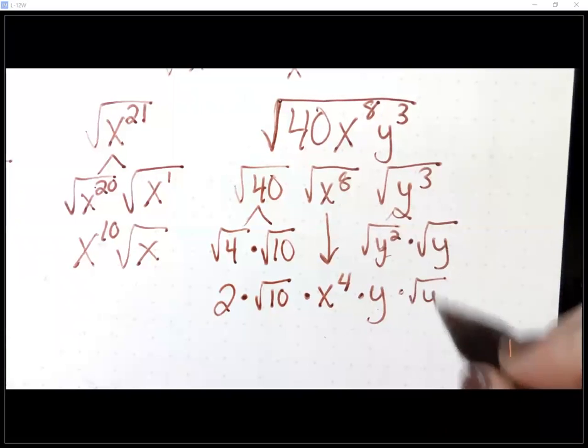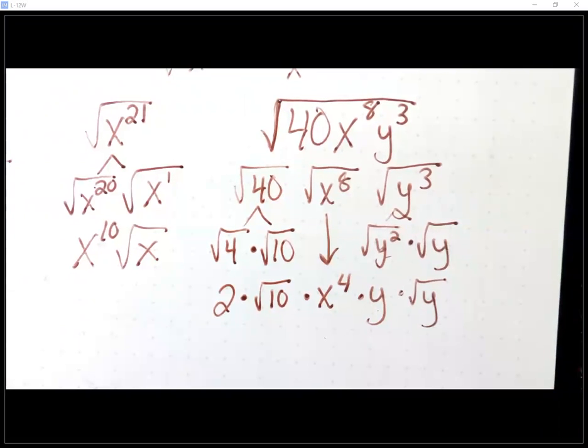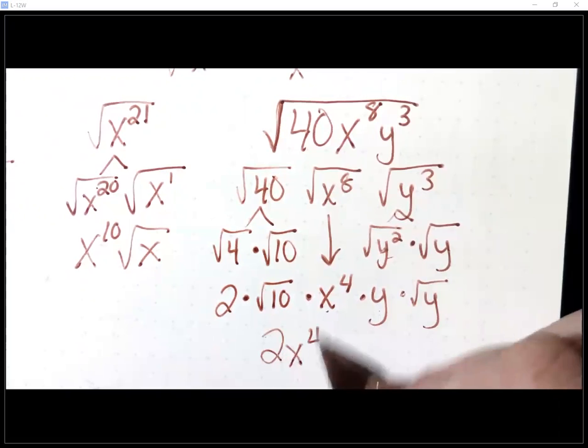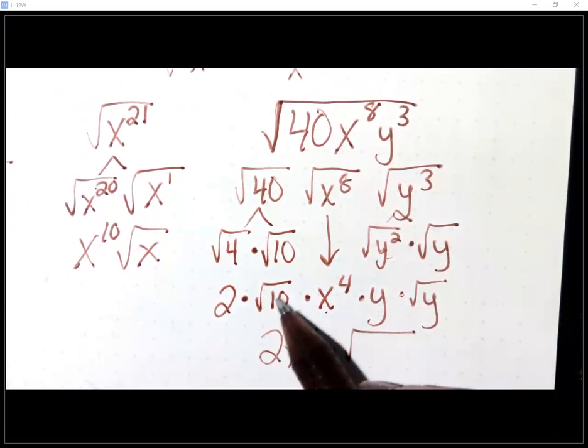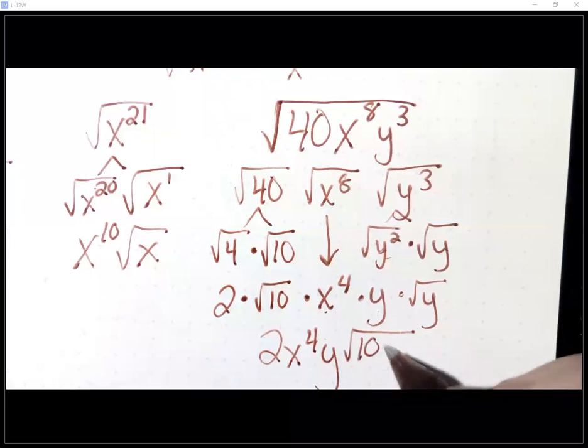Now that I'm here, I want to multiply everything that's not in a root together. Everything that's not in a root gets multiplied together and goes in front. Everything that is in a root will get multiplied together and go in one root at the end. So everything not in a root is 2x to the 4th y. And everything in a root gets multiplied together: 10 times y is just 10y. So that would be my answer.